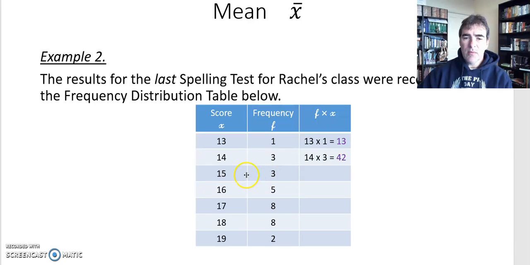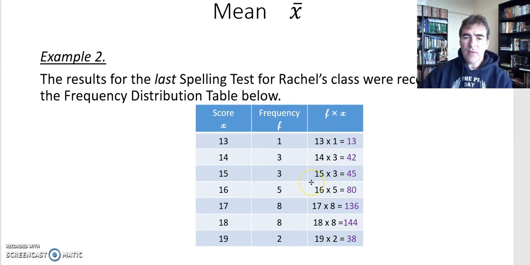So these 3 people all scored 15. So their total will be 15 times 3, which is 45. And we can do that for the rest of our table. So these 5 people got a total of 80. These 8 people a total of 136. These 8 people a total of 144. And these 2 people a total of 38.